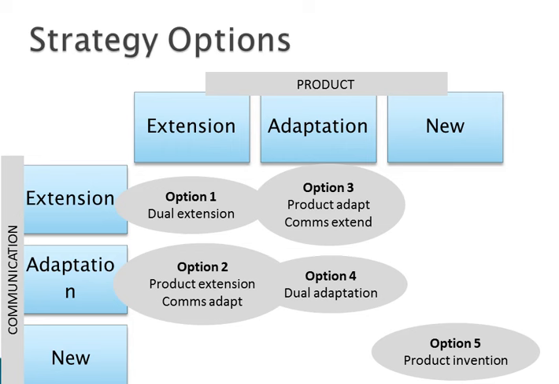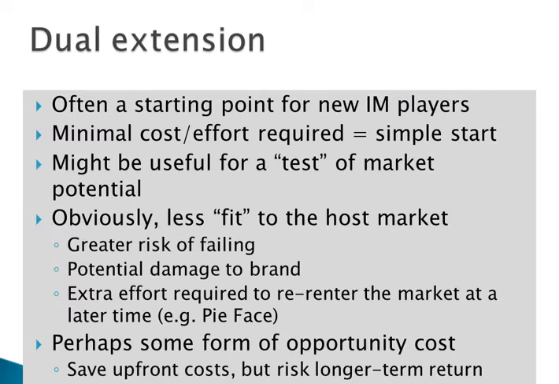Okay, so this is in the textbook. It's a trade-off between to what extent do we adapt the product up the top here, and then down the left-hand side, same thing with the communication. Extension simply means we're extending what we already have. Okay, adaptation is we're adapting what we already have, and new is obviously something completely new for the marketplace. So we've got to make that decision about both product and communication / positioning.